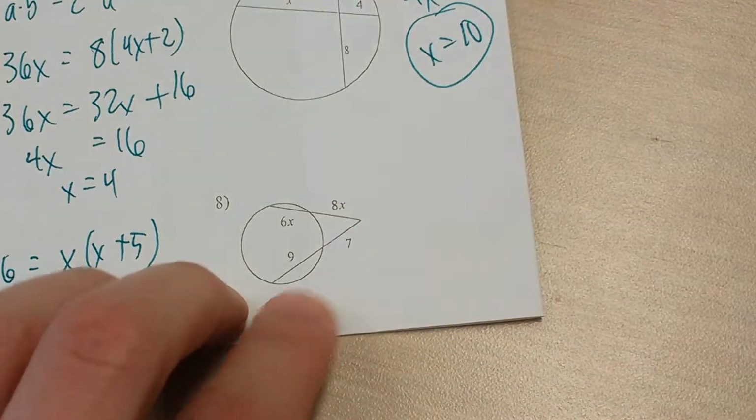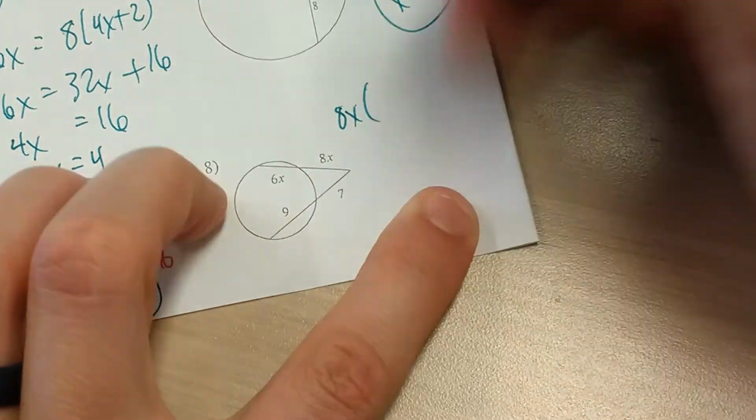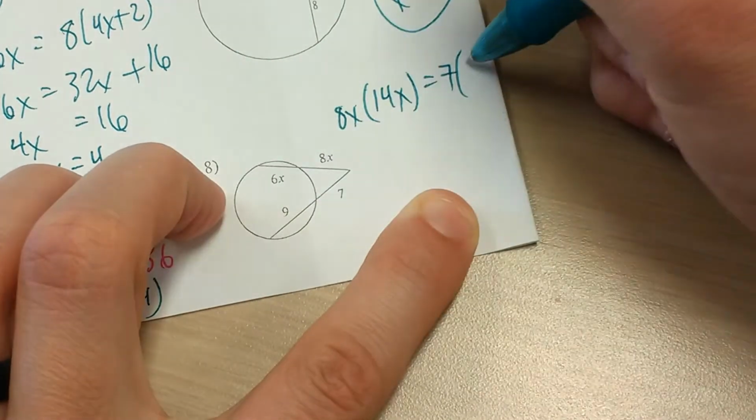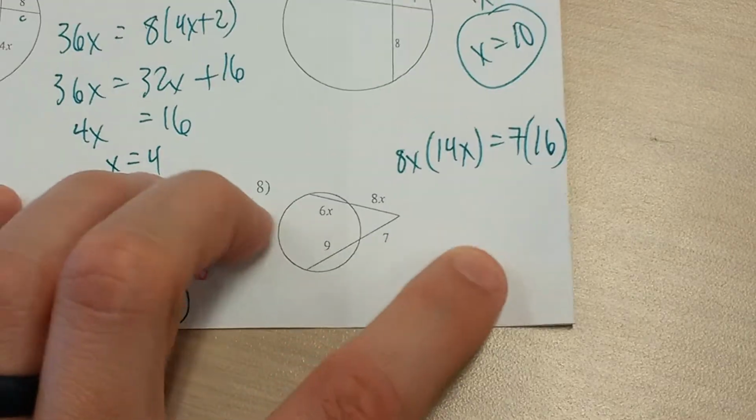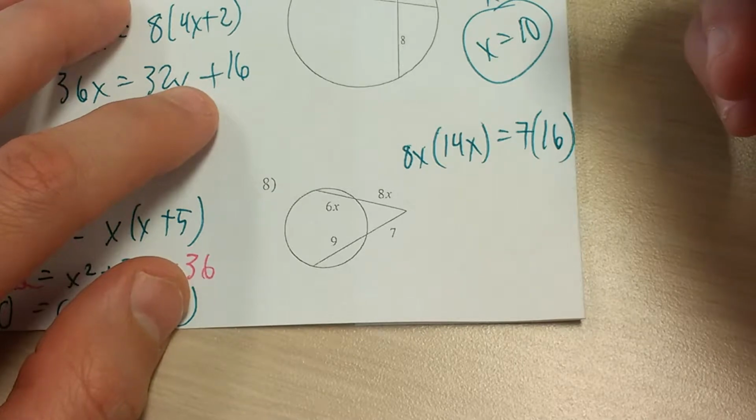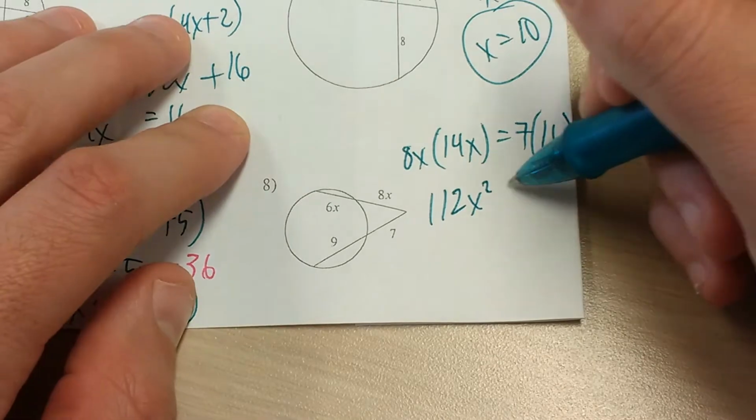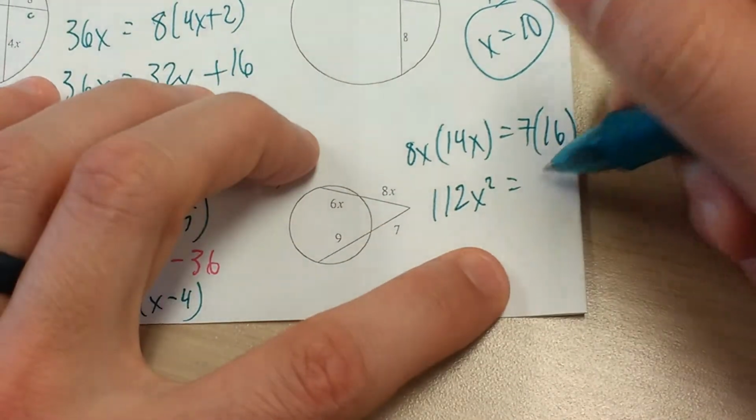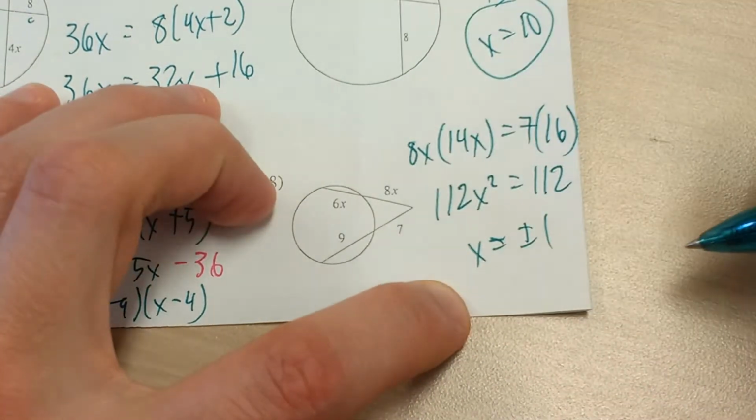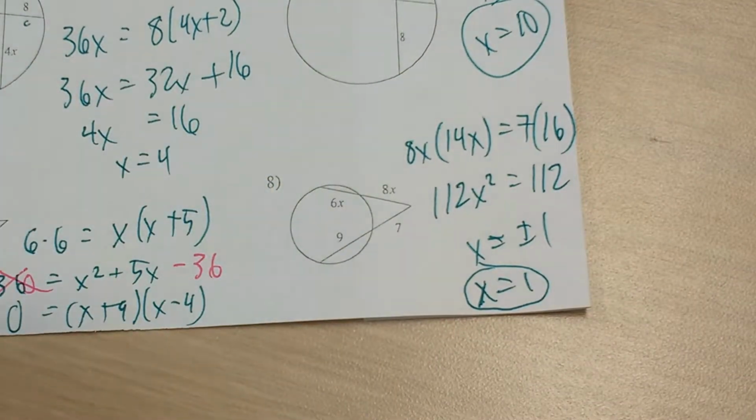All right, if we look at number 8, same rule, outside times the whole, 6x plus 8x, or 14x, equals outside times the whole. 7 plus 9 gives us 16. So, 8x times 14x, yikes, 112x squared equals, now 7 times 16, oh, that's nice, 112. So x is going to be plus or minus 1, but in the case of this problem, x has to be positive. So just the positive 1. Hopefully I did my math right there.